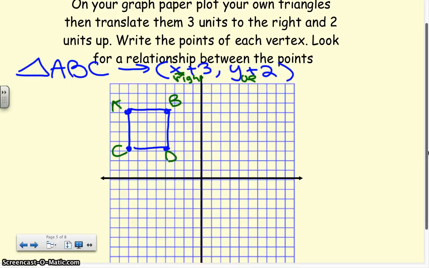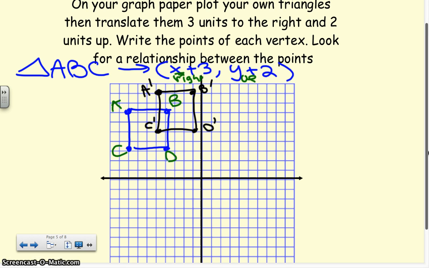So I'm going to translate again. 3 units to the right, 1, 2, 3, 2 up. This would be my A prime. 3 units to the right, 1, 2, 3, 2 up. This is B prime. 3 to the right, 1, 2, 3, 2 up. This is C prime. 3 to the right, 1, 2, 3, 2 up. This is D prime. My new image is A prime, B prime, C prime, D prime.